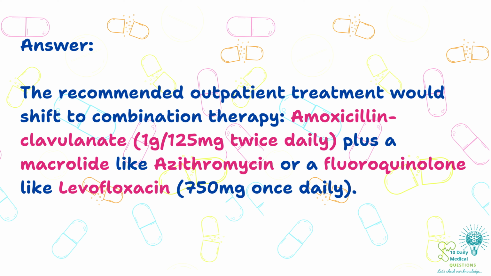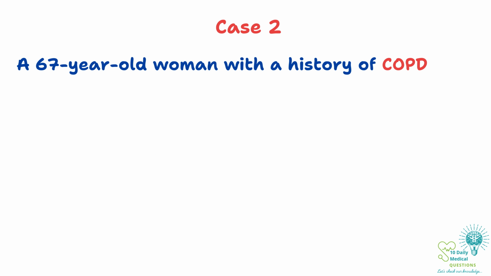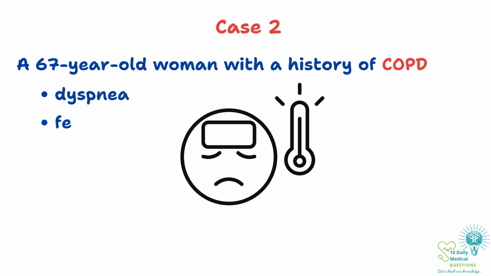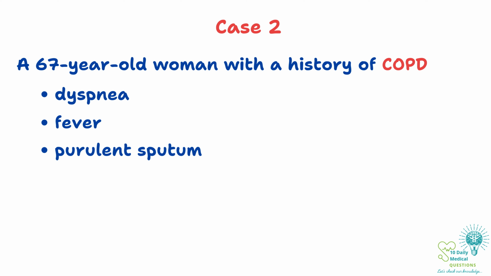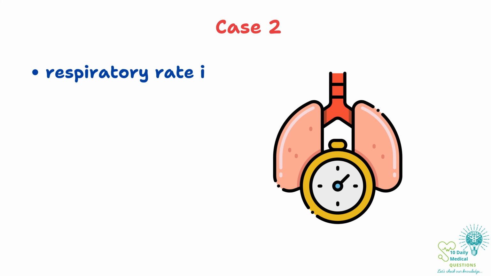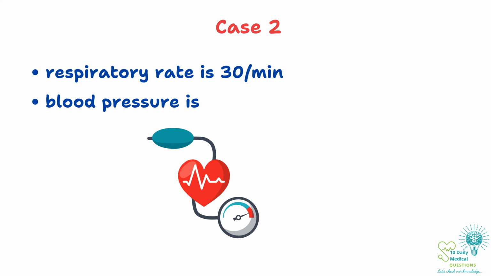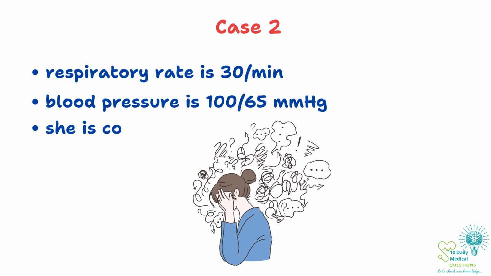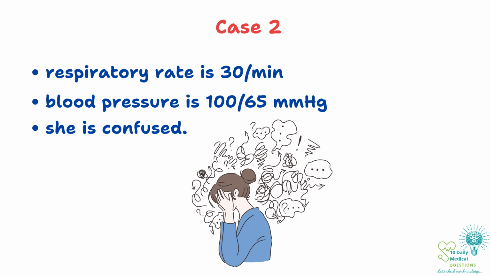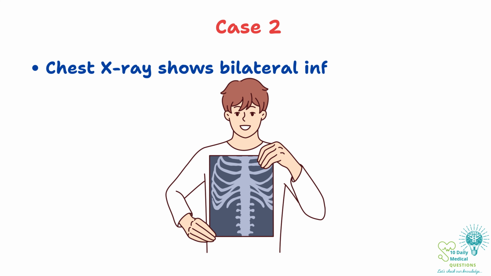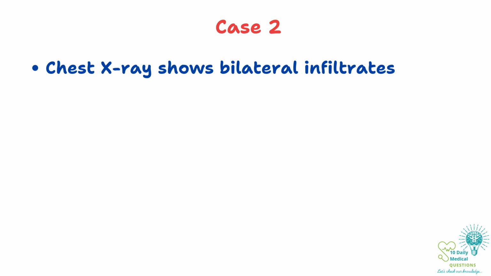Case 2. A 67-year-old woman with a history of COPD presents with dyspnea, fever, and purulent sputum. Her respiratory rate is 30 per minute. Blood pressure is 100/65 mm of mercury, and she is confused. Chest X-ray shows bilateral infiltrates. CURB 65 score is 3.